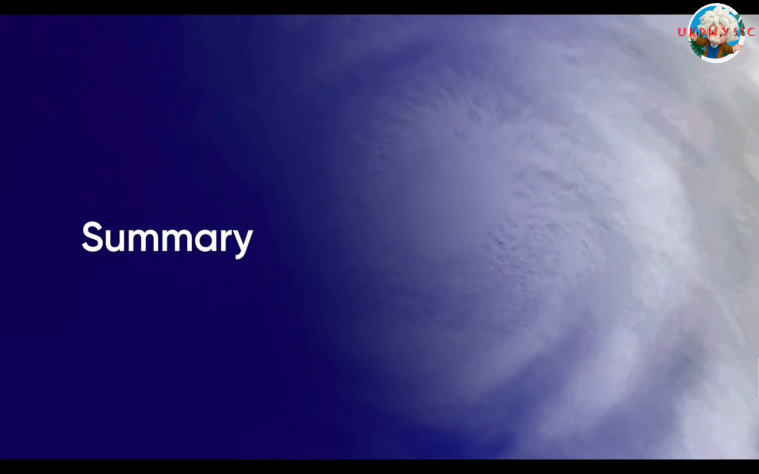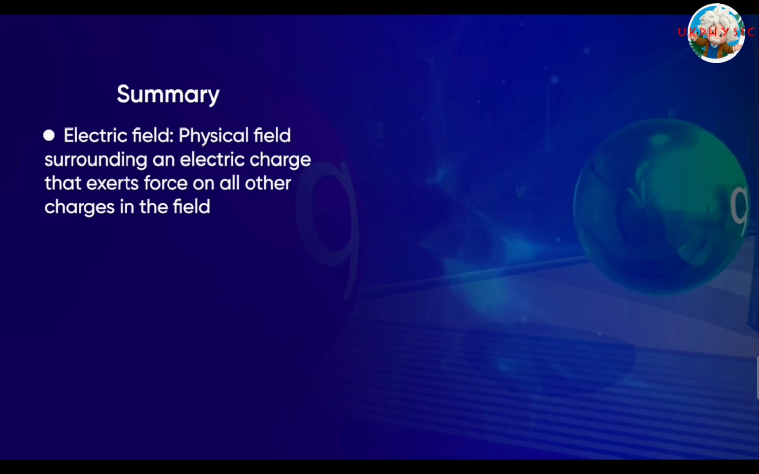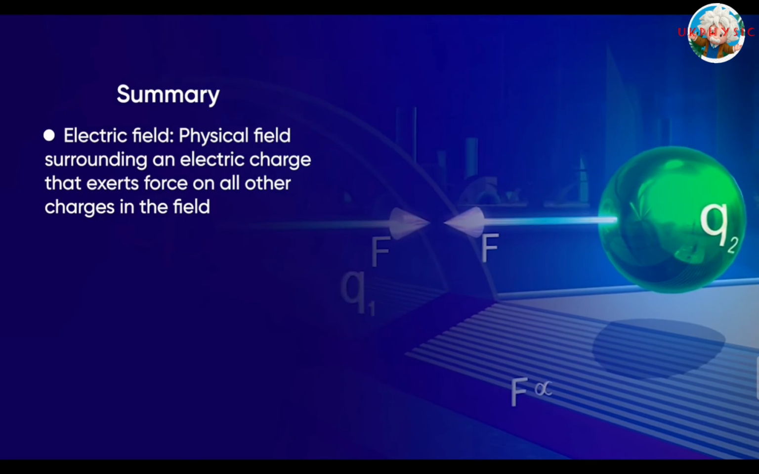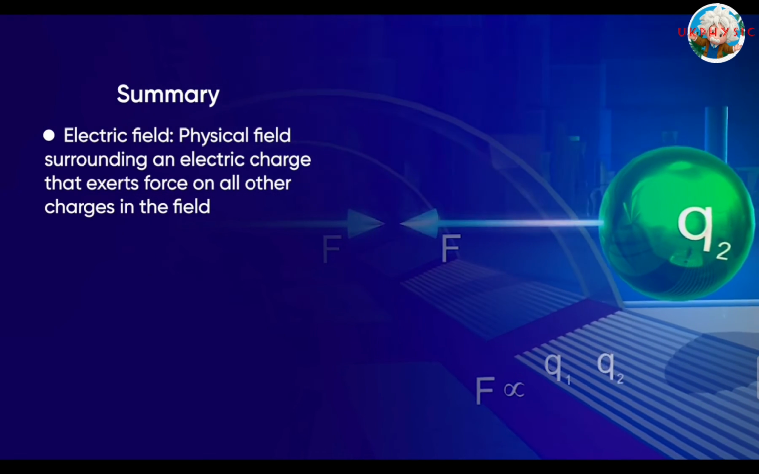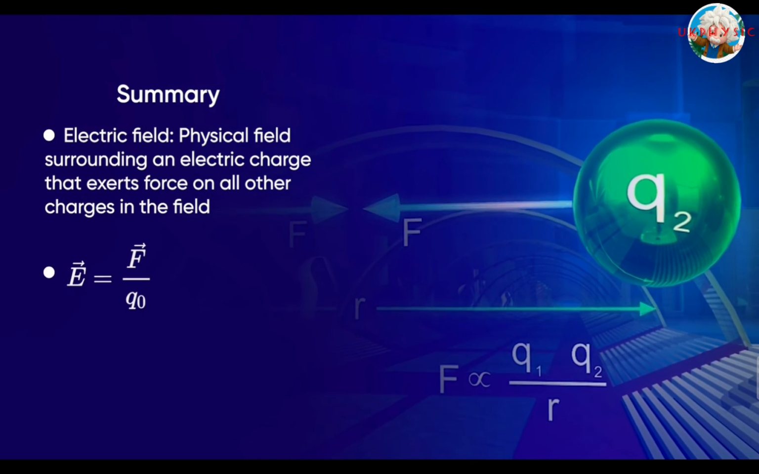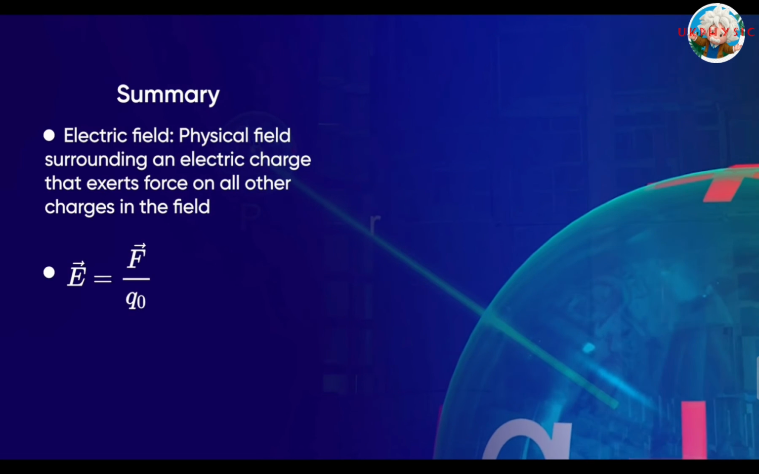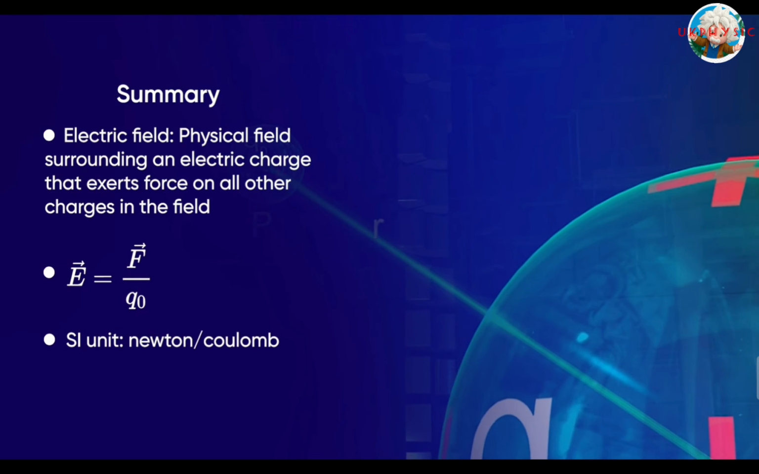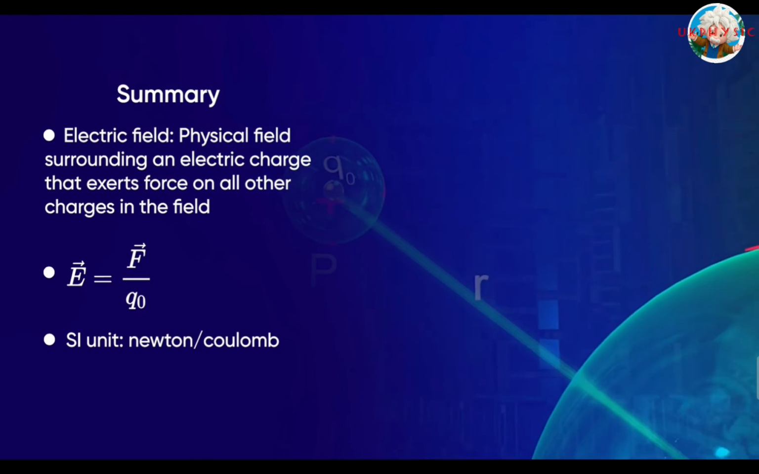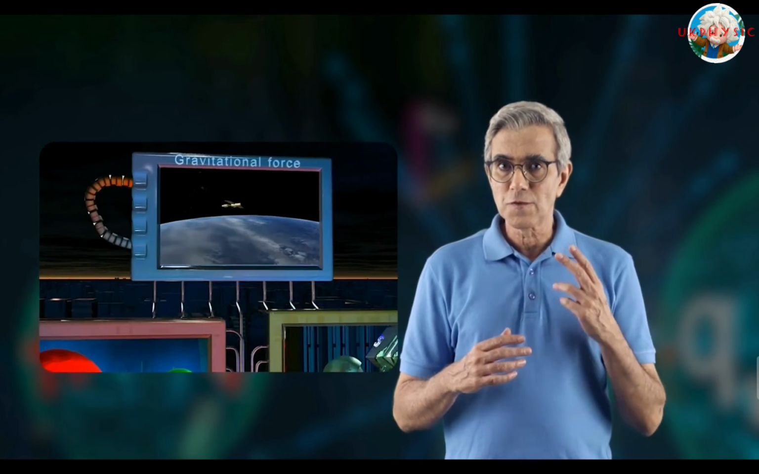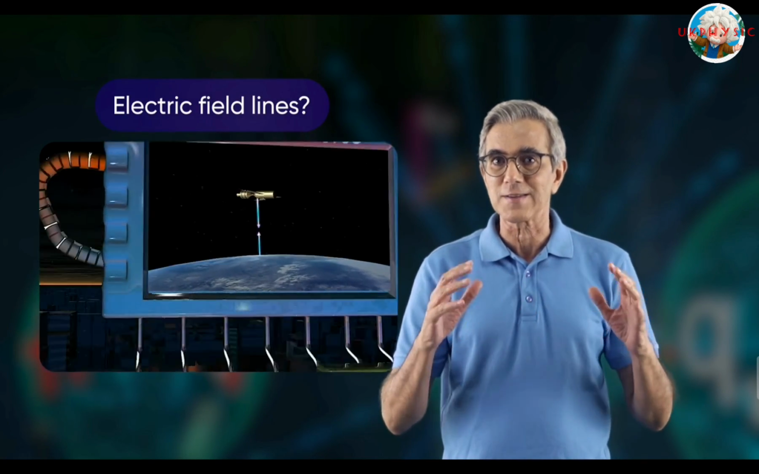Let's summarize what we have studied. Here we learnt that an electric field is the physical field that surrounds each electric charge and exerts force on all other charges in the field, either attracting or repelling them. Mathematically, it is defined as the electric force per unit charge. Its SI unit is Newton per Coulomb, and it follows the principle of superposition. While the electric field due to a charge is invisible, it is visualized using electric field lines. Stay tuned.